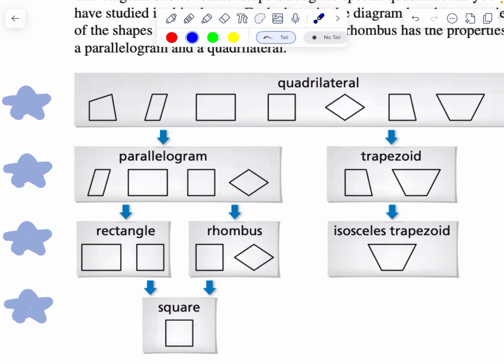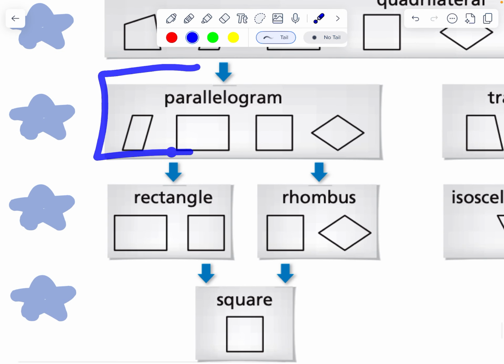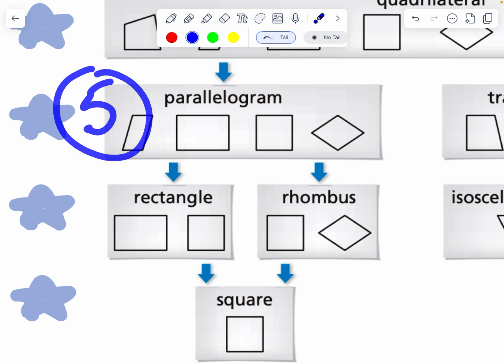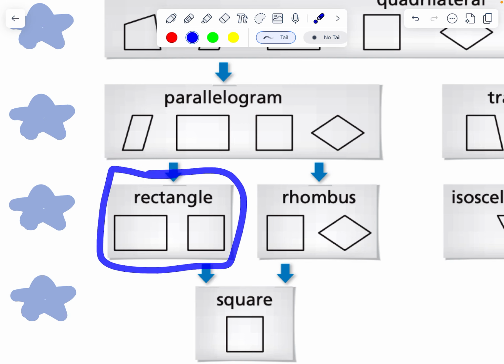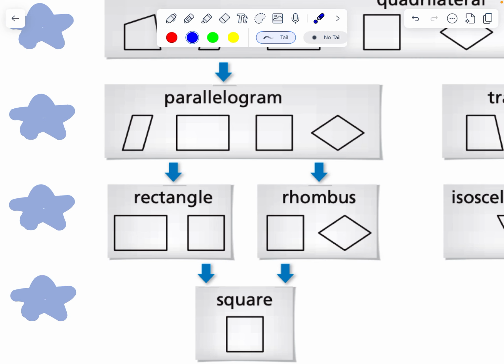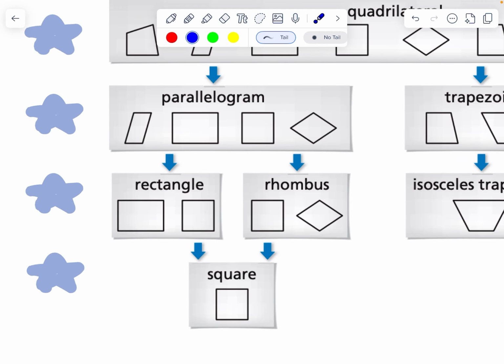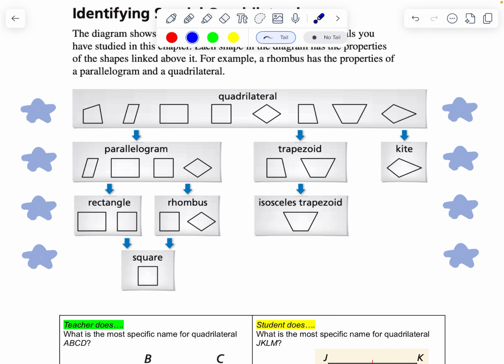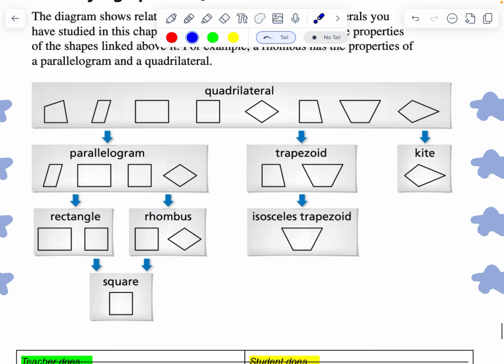A smaller group of quadrilaterals are parallelograms, where we have 5 different properties that we looked at. A smaller group of parallelograms are rectangles and rhombuses. An even smaller group, if it's a rectangle and a rhombus combined, we're dealing with a square. It's like a family tree in a sense.